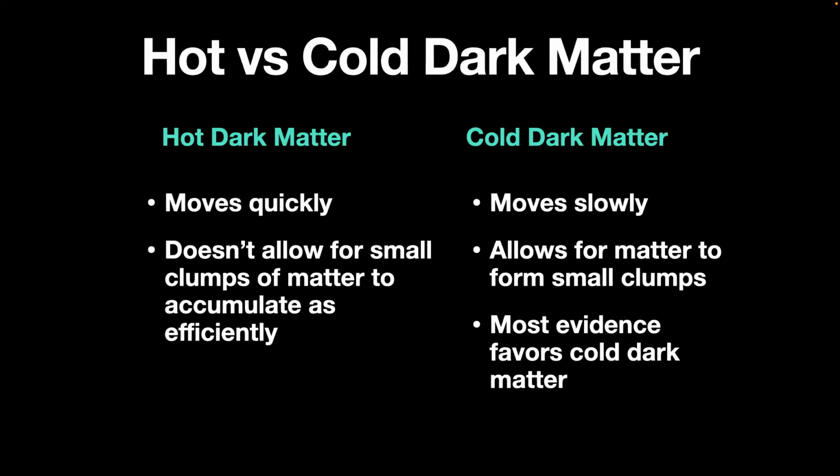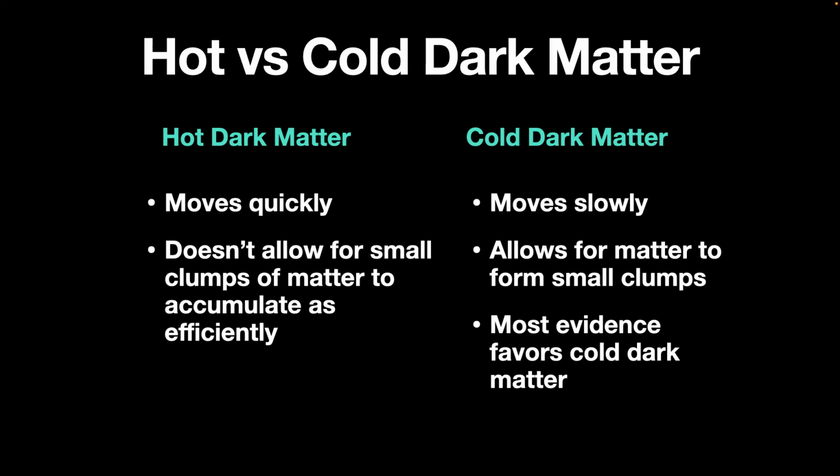Theorists have come up with different types of dark matter that have different properties. They can generally be categorized as either hot or cold dark matter. This doesn't have anything to do with their temperature. It has to do with how fast the particles move. So hot dark matter moves fast and it doesn't let regular matter clump up to form small galaxies as efficiently. So cold dark matter moves slowly and lets matter form little clumps, right?